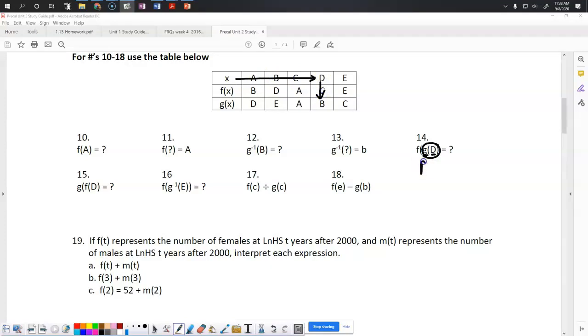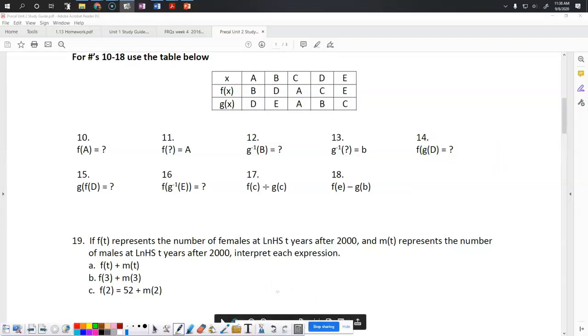So I'm going to replace G of D now with what G of D equals. G of D equals B. And now I get to do this part. Now I want to look for what is the F value when the input is B. When the input is B, the F value is D. And that's our final answer. So with composite functions, you start on the inside and you work your way out.